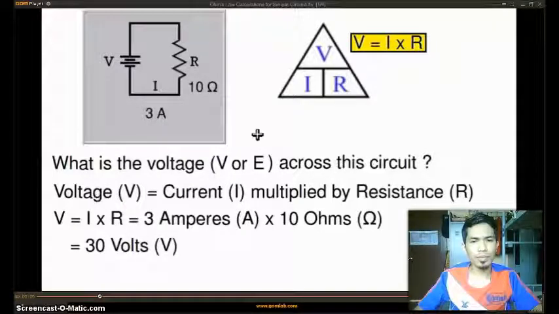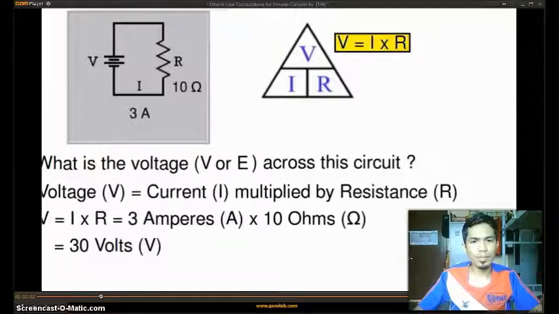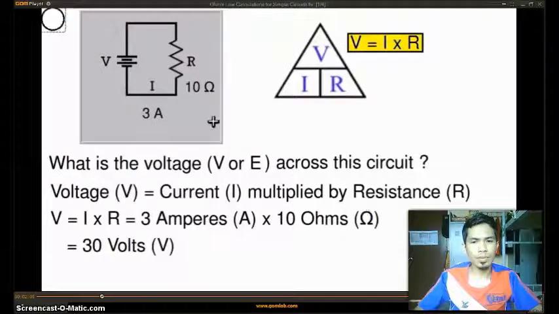So the formula that we need from Ohm's law would be, according to our Ohm's law memory aid, if we cover up V, that gives us IR, or voltage equals current times resistance. V equals I times R. And that is 3 amperes times 10 ohms, 30 volts. So 30 volts is pushing the 3 amperes of current through the 10 ohm resistor. We now know the voltage of the battery is 30 volts.